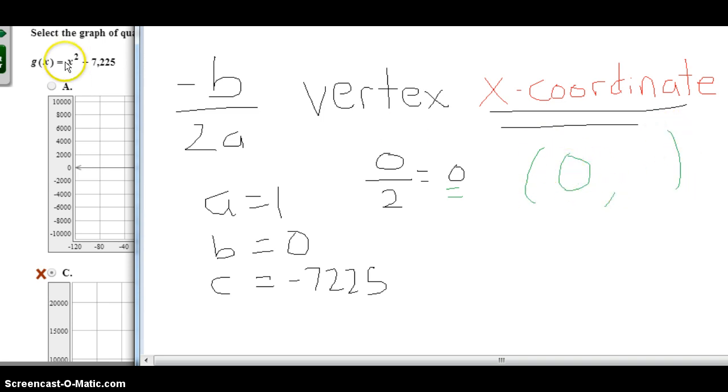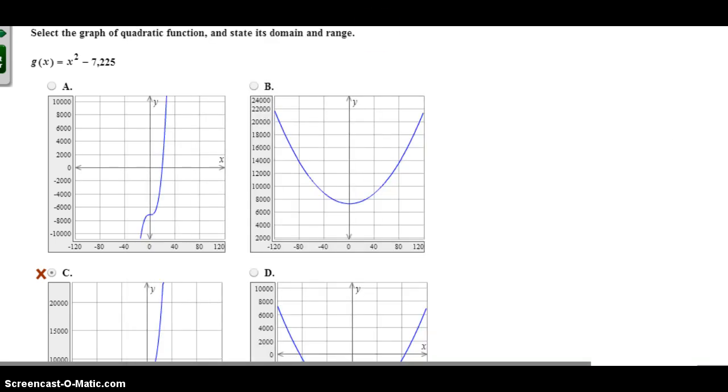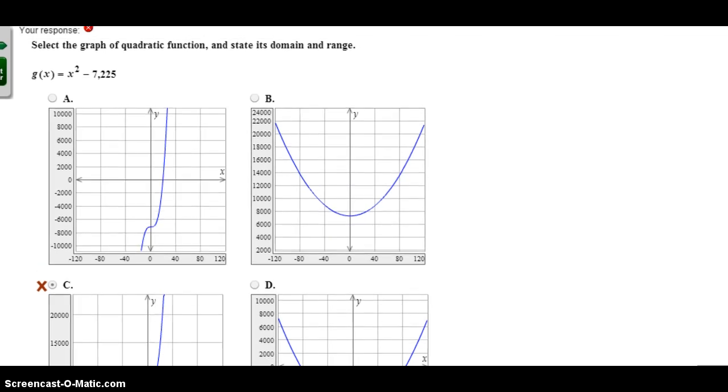We need to figure out the y. Just plug in the x value here to figure out the y. So if you plugged in a 0, we just figured out it's 0. Plug it in, and you're going to get your y value equals 0 squared minus 7225. So it's going to be 0 minus 7225, which just gives you negative 7225. So we're looking for the point 0, and then the y value should be negative 7225.